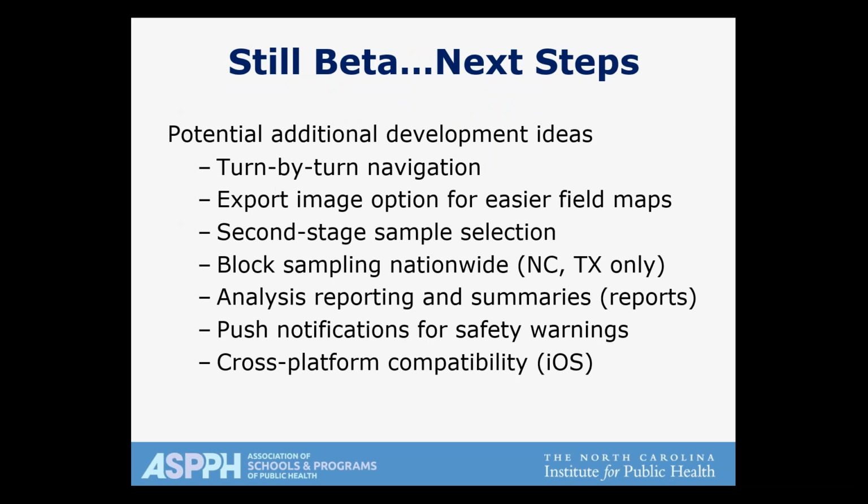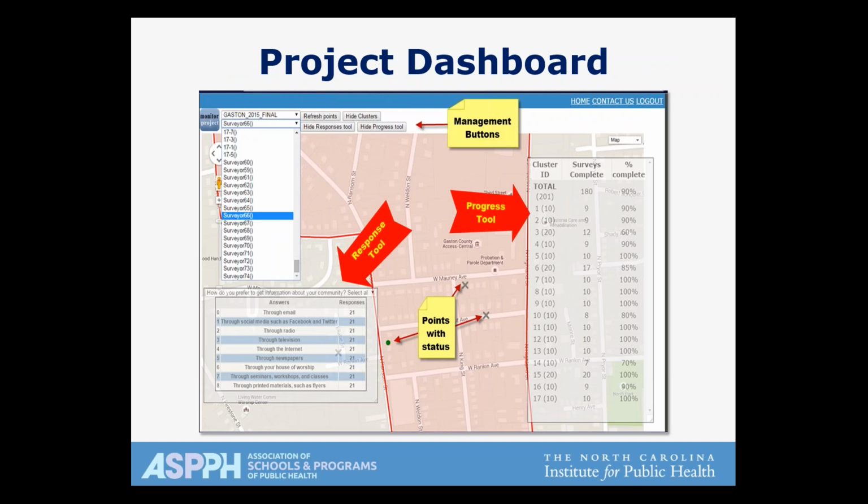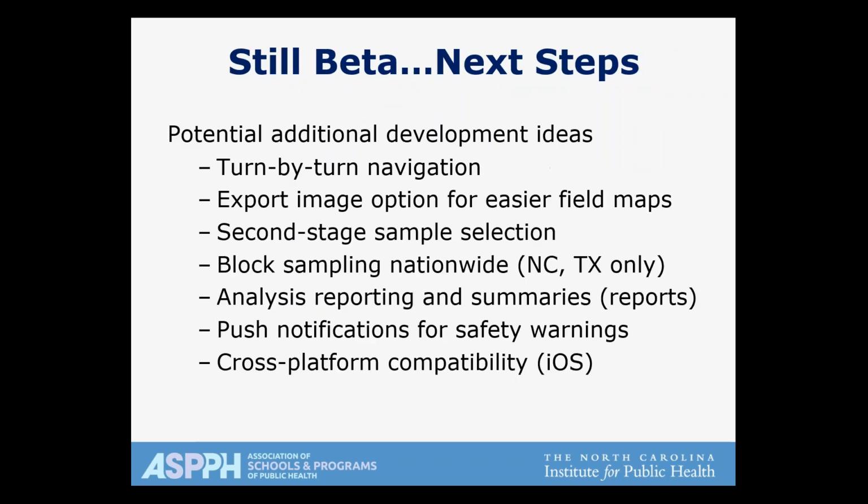So our current release is still beta. We have a lot of next steps that we'd like to add, such as turn-by-turn navigation from point to point or cluster to cluster. Some of this feedback actually came from the Texas pilot with the project managers. One of their ideas was, let's eliminate the need for a GIS and just make our field maps from this. So going back to the dashboard, having the ability to export from this screen to make field maps would make it very valuable. Right now you can just take a screenshot if you need it, but making that a little more user-friendly would be a logical next step.